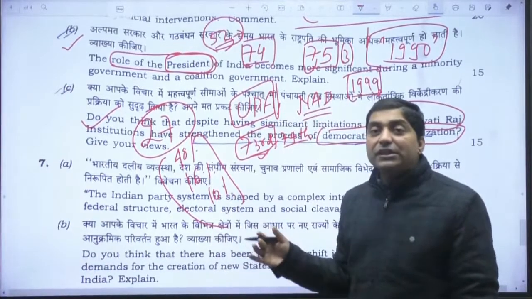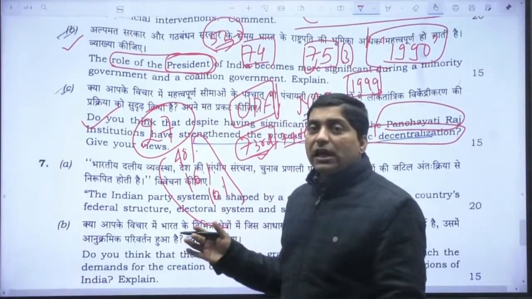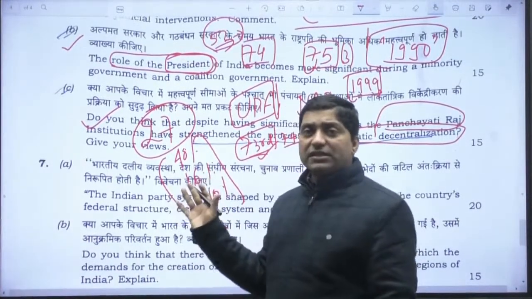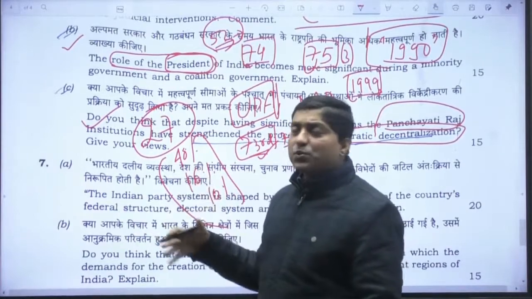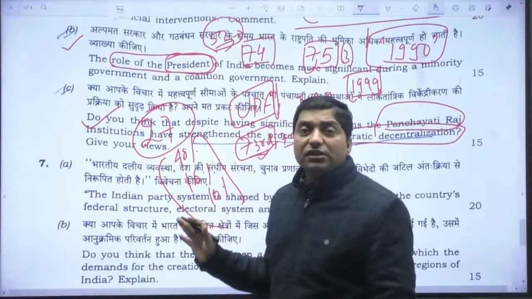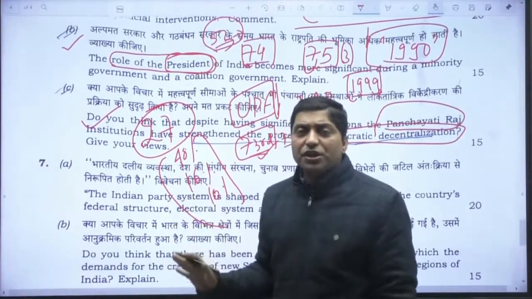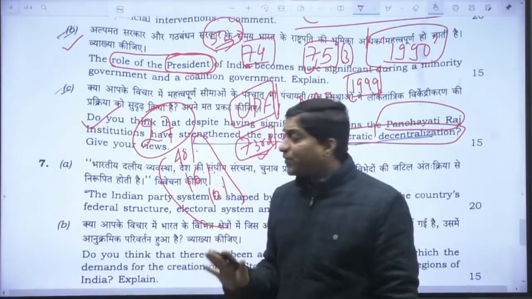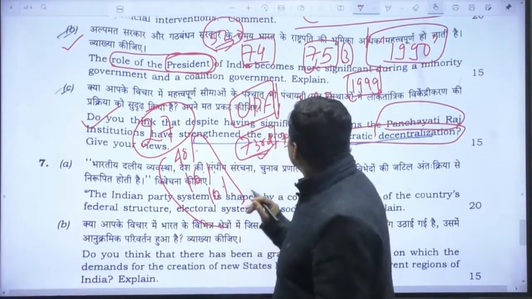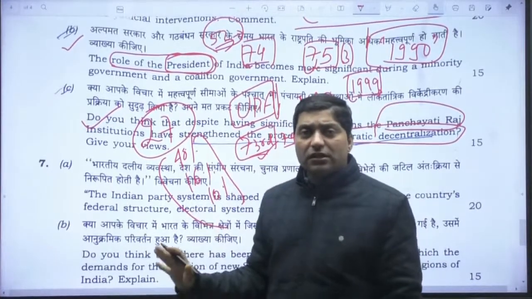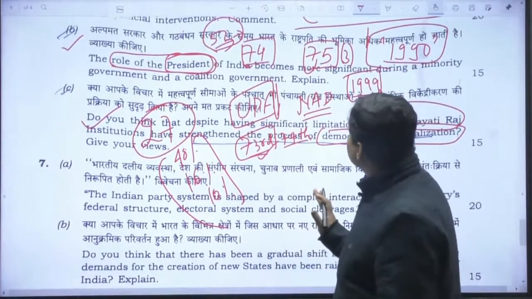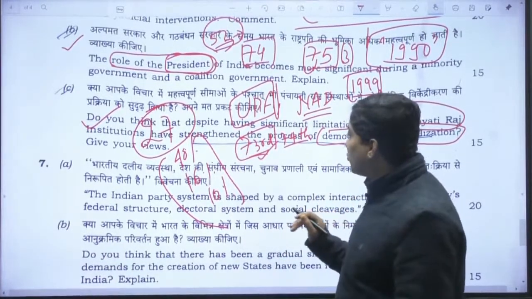Because it is a right to self-govern. There are many communities which were marginalized, neglected, and never considered important. Now at least they are considered very important in the democratic and political process of India, and these are women, SC and ST. So it has really strengthened democratic decentralization in India. So that is the point that we have to make.